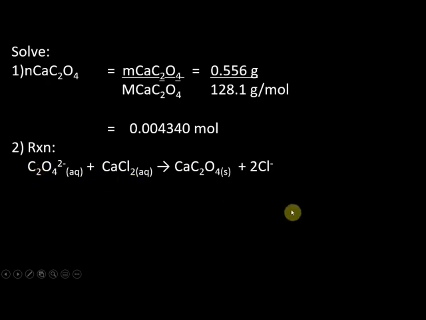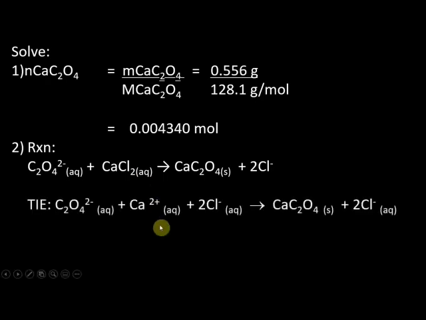Now, remember that ionic compounds in aqueous solution break up into the ions. So water surrounds them, brings them into solution, and that's how they dissolve. So as a result, if we write down all of the ions in the solution now, we get oxalate ions, we get calcium ions, we get chloride ions.